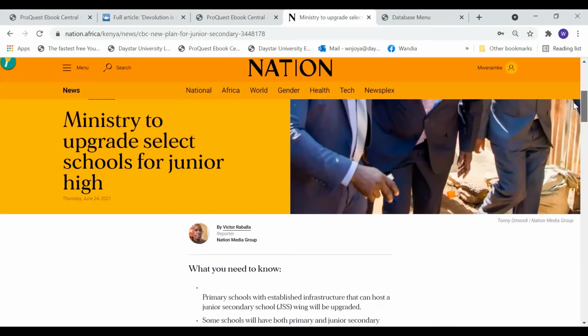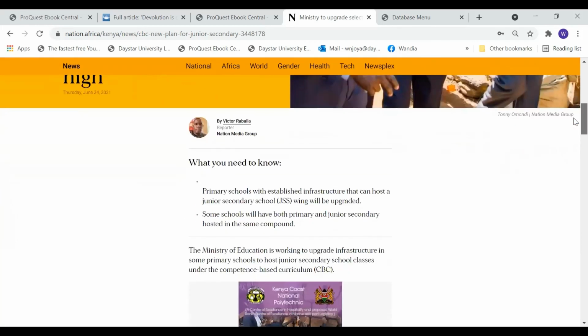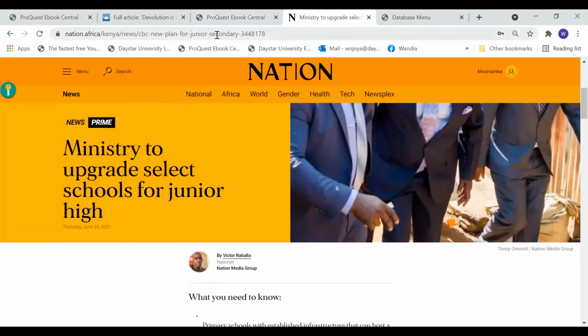This is the information that we are looking for. We are looking for the author. The author is here, Victor Rabala. And then we have the title of the article here, Ministry to Upgrade Select Schools for Junior High. We need the date because remember, the newspaper appears every day. So you have to put the date, you can't just put the year. So you have June 24, 2021. The title of the newspaper is Nation or Daily Nation. And then you have the URL. You need to give the URL up here, which is the website address. We are going to copy paste.